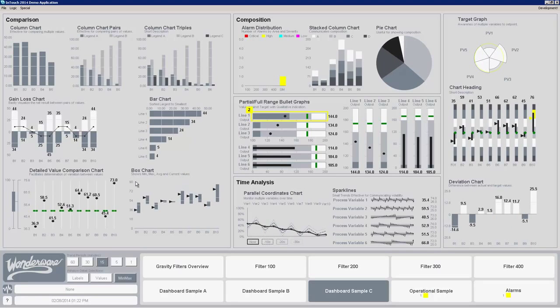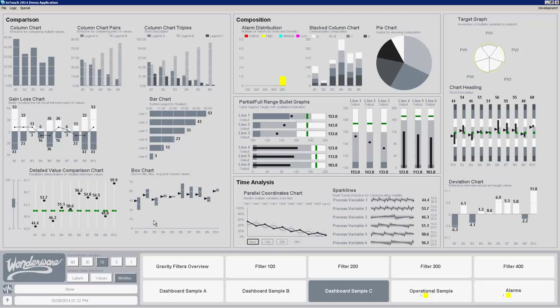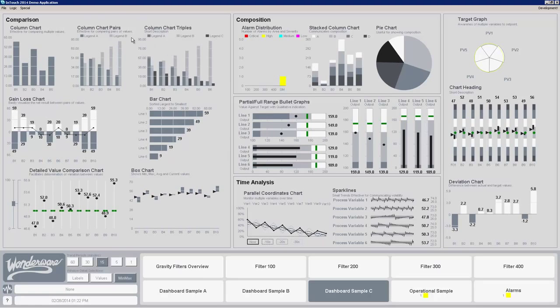The box chart here again shows mins, maxes, averages, and current values, and you can even reset these statistics just by double clicking on any one of those. These are all great for comparison. So this first set is what is used greatly for comparison.